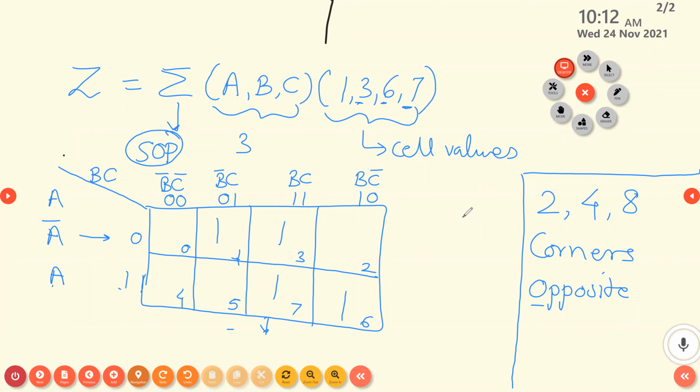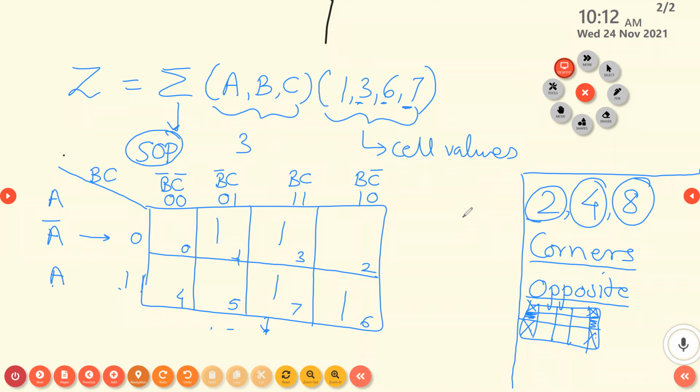Opposite means what? Suppose this is the box, so these are opposite cells. Corner means what? These are the corners. So you can make groups like this. A group of 2 is called a dual, a group of 4 is called a quad, and a group of 8 is called an octet. So you can make groups of 2, 4, 8, groups of values at the corners, and groups of values which are opposite.